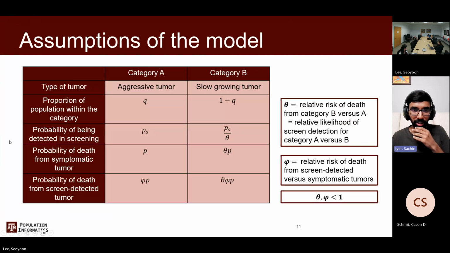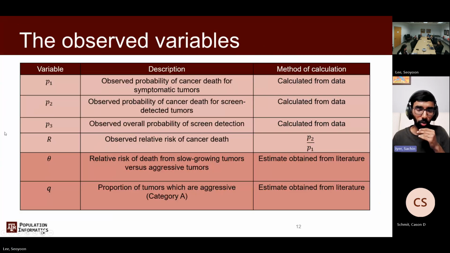So going to the next slide. What we saw previously are all the variables which are used in building the mathematical model, but of course, not all of them are observable. The observable variables from the data which we have are the observed probability of cancer death for symptomatic tumors, P1. This is usually done for any specific year. So let's say you're looking at 1 year survival or 3 year survival or 5 year survival. You would calculate a separate P1 for each of them.